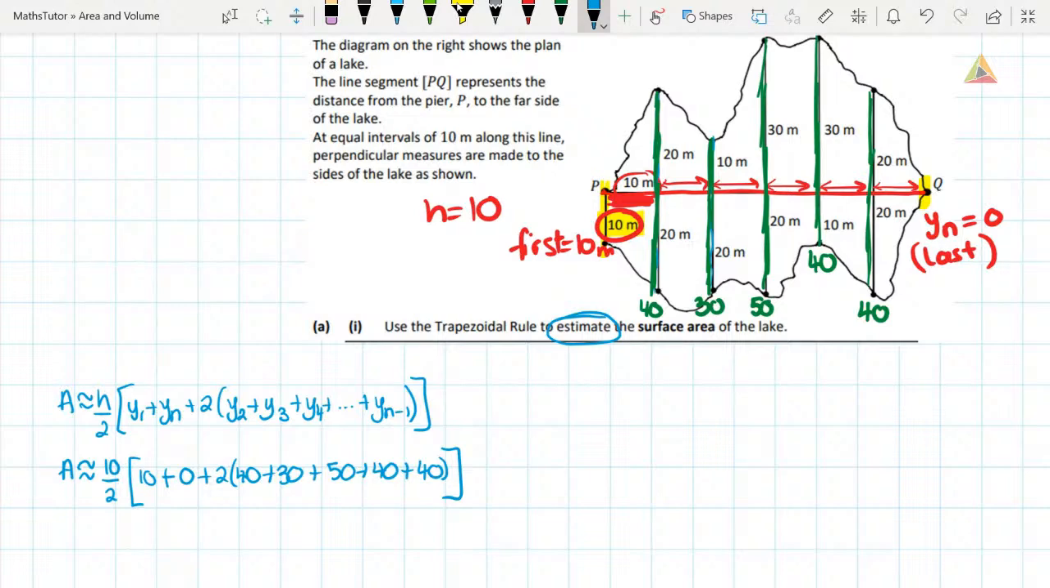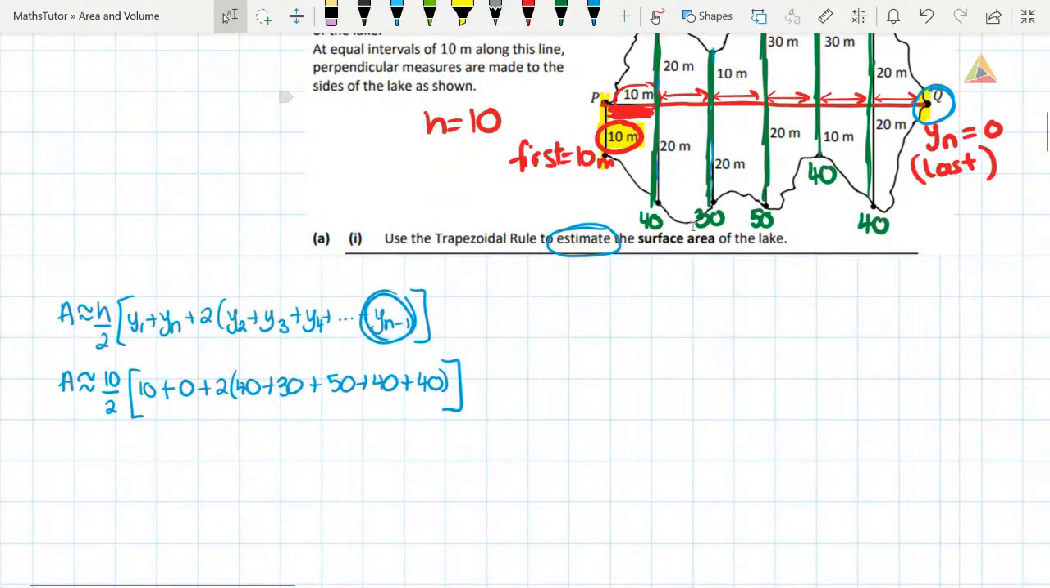And just to remember that the last here is 0. So this piece of our formula is just asking for the second last. So we just keep going until we get to the second last measurement. So all the green lines in that diagram there. This then is going to be using our calculator. So now we're going to use our calculator to work this out.